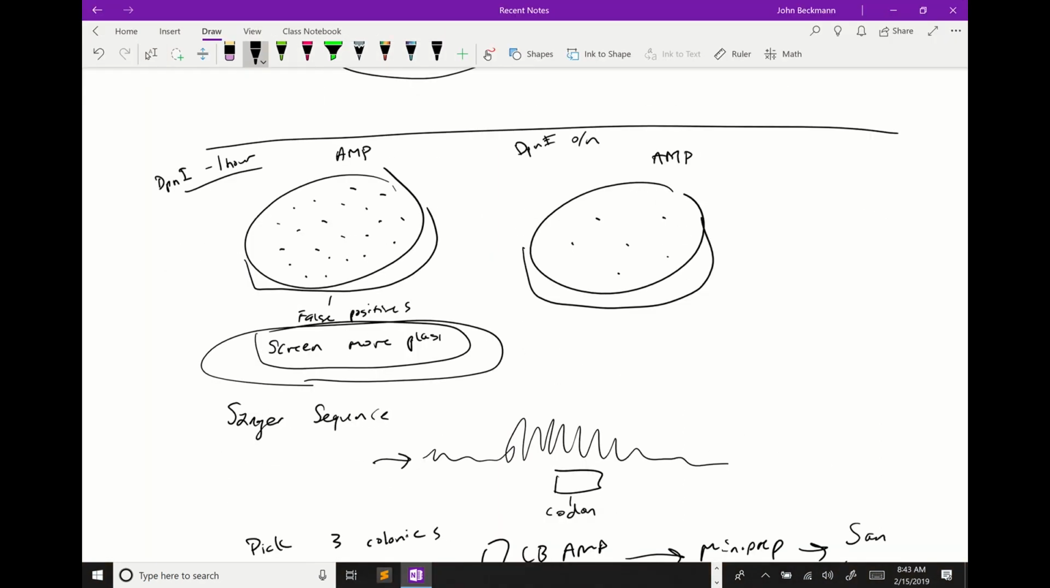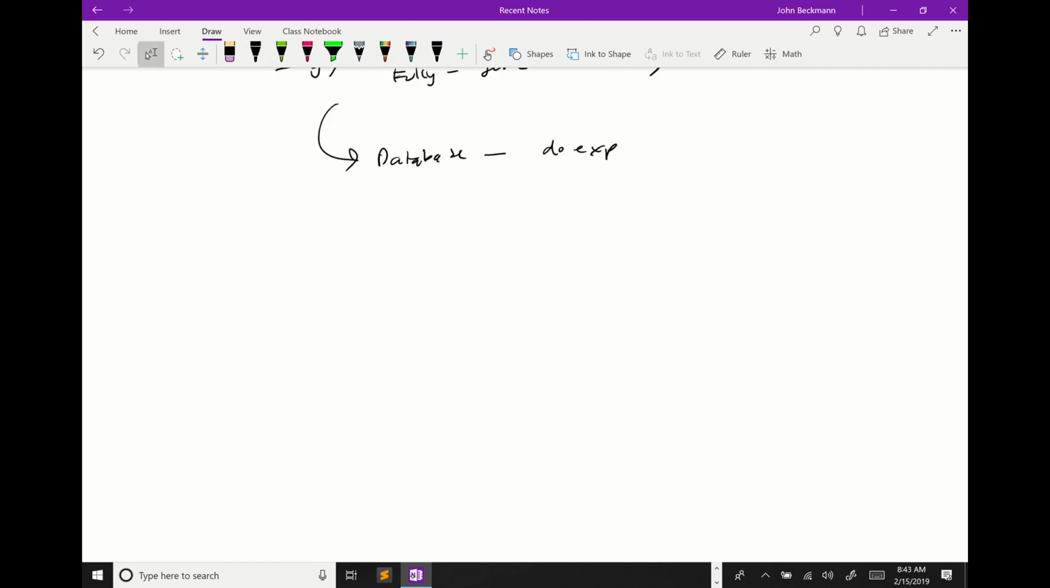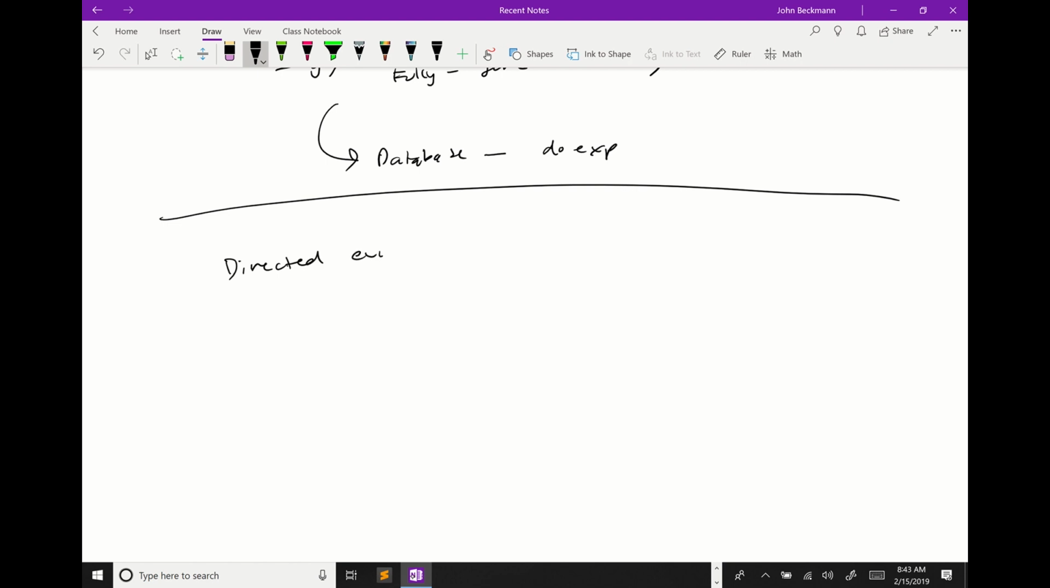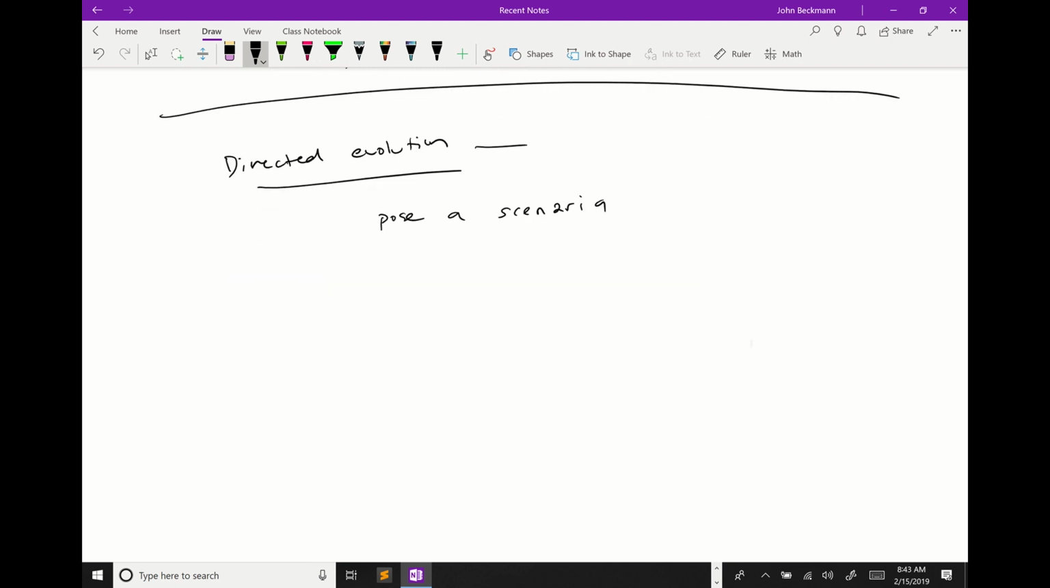Now let's finish the lecture by talking a little bit more about other mutagenesis strategies. QuikChange is site directed, but there are other useful strategies where you're mutating things. One of these is called directed evolution. I'm trying to think of how I should best pose this. Let's pose a scenario. I thought about doing this experiment. I never did it yet, but I thought about it.